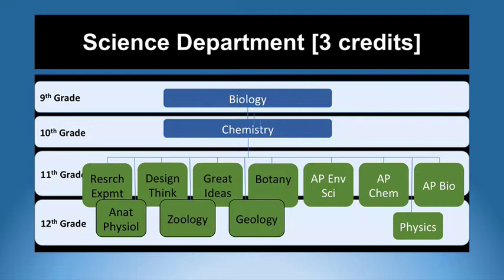On the right in white, these are our full year courses: AP Environmental Science, AP Physics or AP Chemistry or AP Biology. Those are offered in alternating years, and Physics is offered every year as well. Those courses on the left in black are, for the most part, offered in alternating years as well.